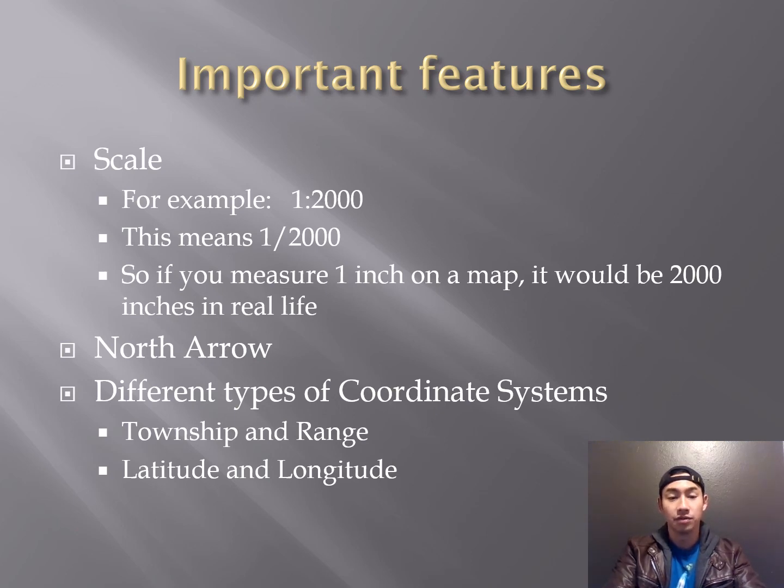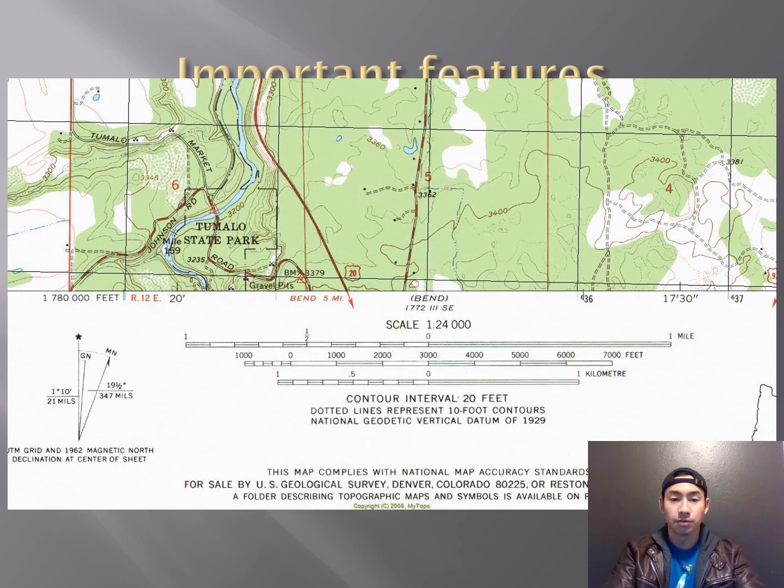Recall that we looked at two different types of coordinate systems: township and range, and latitude and longitude. Among the important features of the topographic map, once again, we have our north arrow, and we have true north and magnetic north. For the most part, when you're looking at a map, you're referring to true north. When you're out in the field with a compass, you would be looking at magnetic north and doing a correction to get true north.